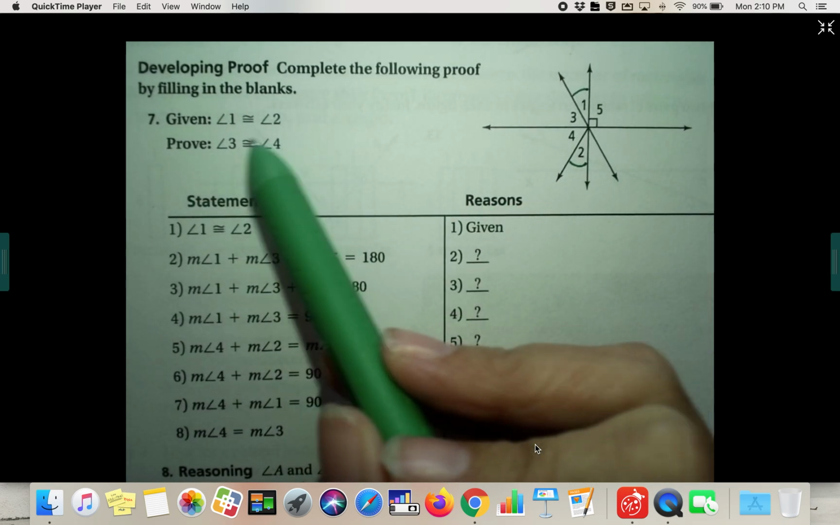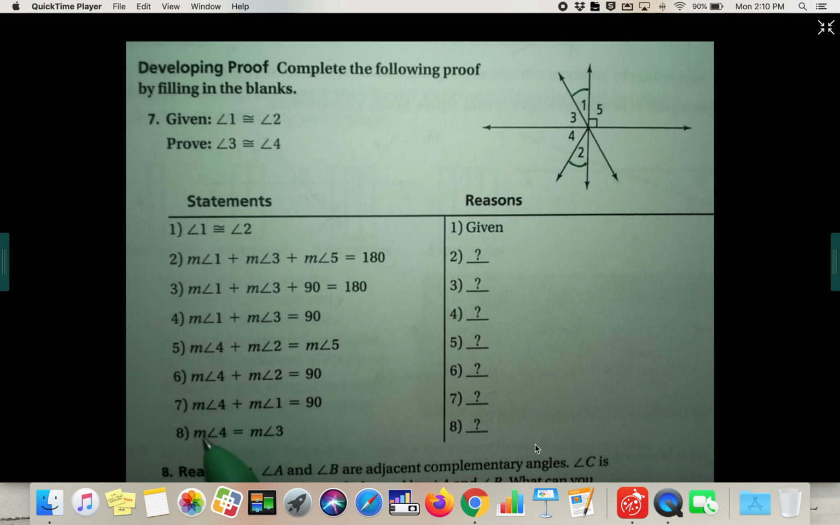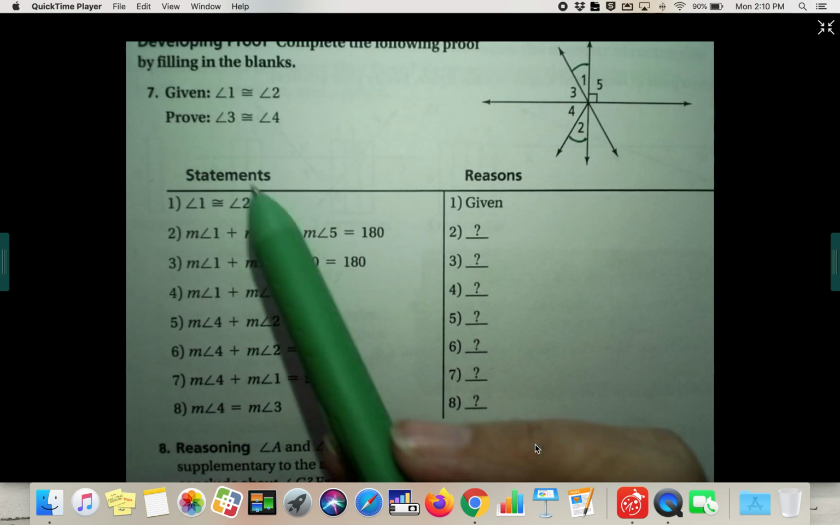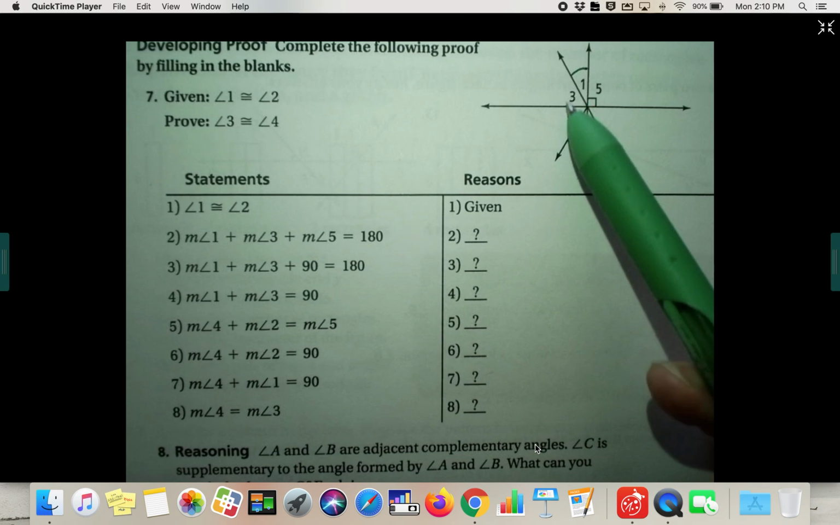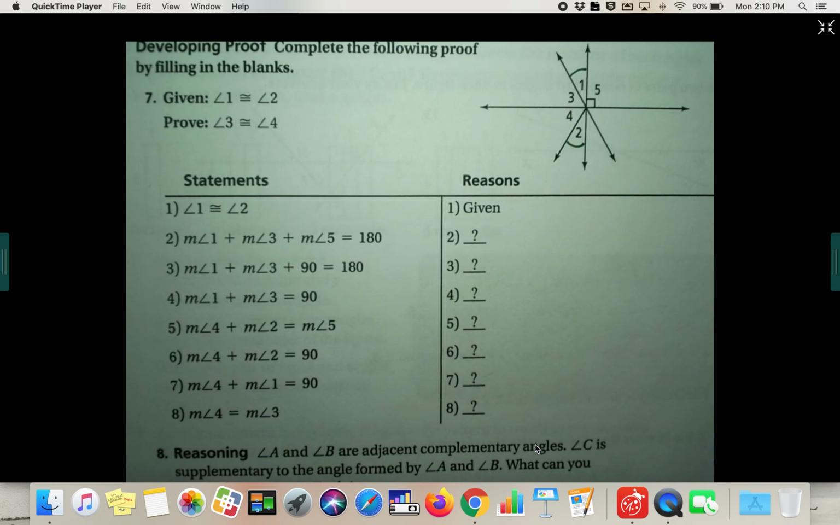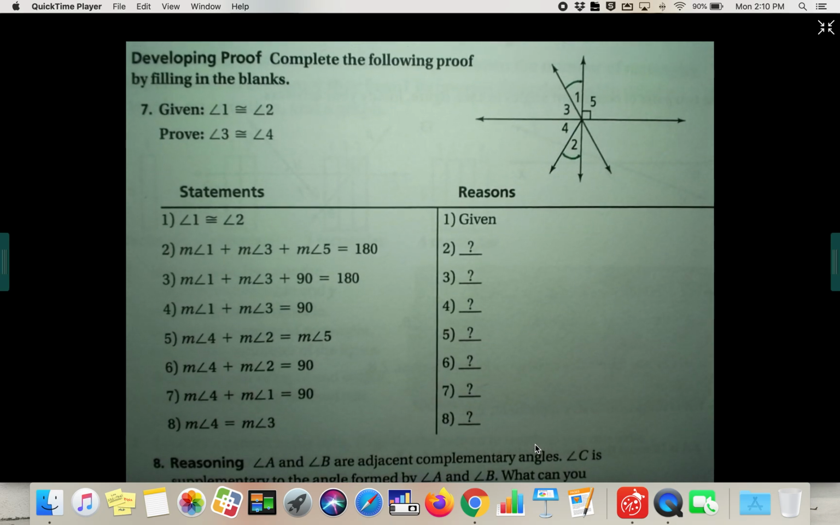We need to try to prove that all the way down here, angle 4 is congruent to angle 3, or angle 3 is congruent to angle 4. So we want to prove these two. Okay, so here is what we're looking at.